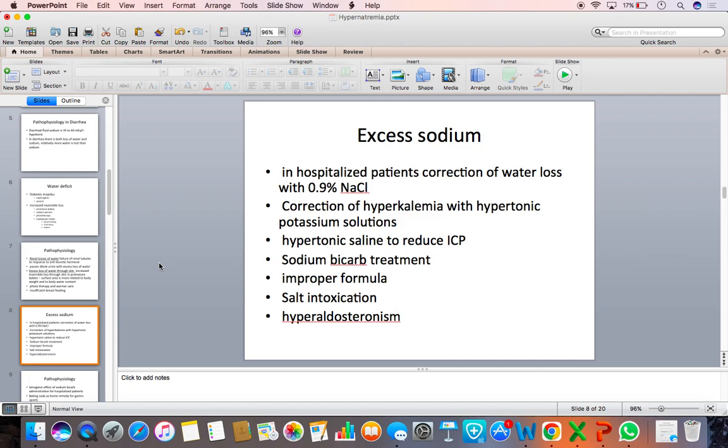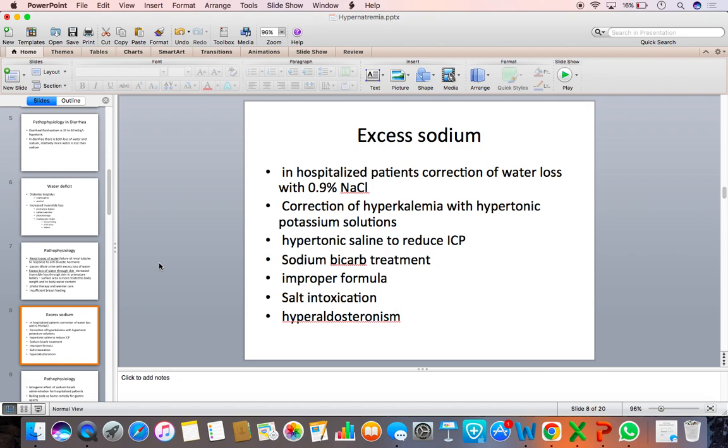So what are the conditions associated with excess sodium? Total body content of sodium is high. This situation occurs in hospitalized patients who are treated with normal saline when they present with pure water loss. The patients are admitted with dehydration secondary to water loss, but they are treated with normal saline, and that leads to hypernatremia due to excess sodium.